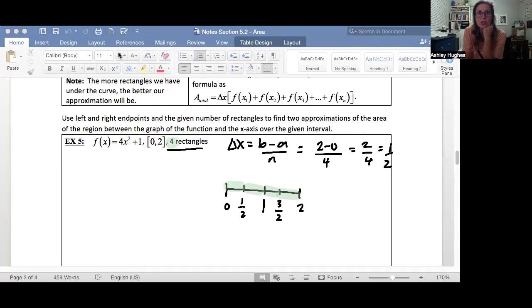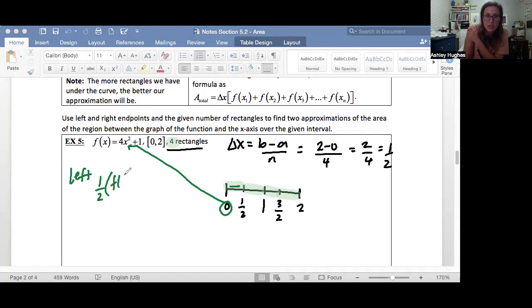Now, to do left hand, what that means is you're going to take your width, in this case 1/2, times all of them, it's the common width. But the left hand means you're going to use the left endpoints, and you need to get the y values from here. So to get the y values, you take this and you plug it back into this function. And so it's f of 0 plus f of 1/2 plus f of 1 plus f of 3/2.